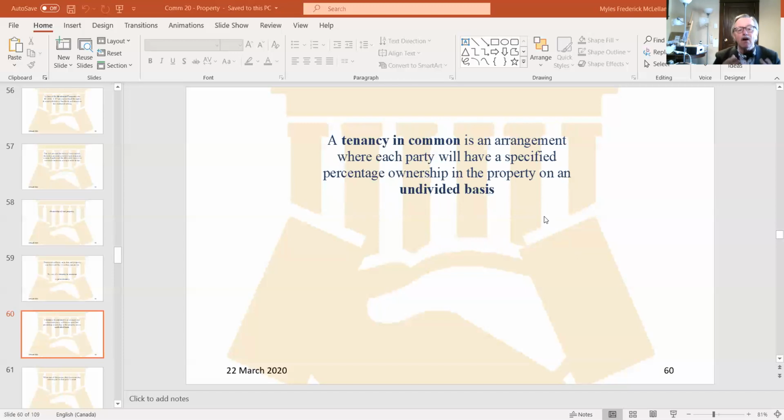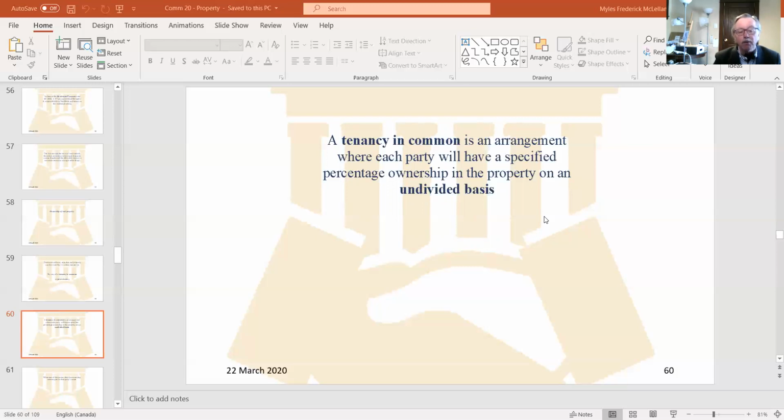So a tenancy in common is an arrangement whereby more than one party can own real estate, and they can own a percentage in that real estate, but it's what's called a percentage ownership on an undivided basis. What that simply means is that a number of people can own a parcel of land, or a house, whatever the real estate is, and they can own 25% of it each if there's 4 of them, or one can own 50% and 2 can own 25%. You can mix and match the percentages any way you want.